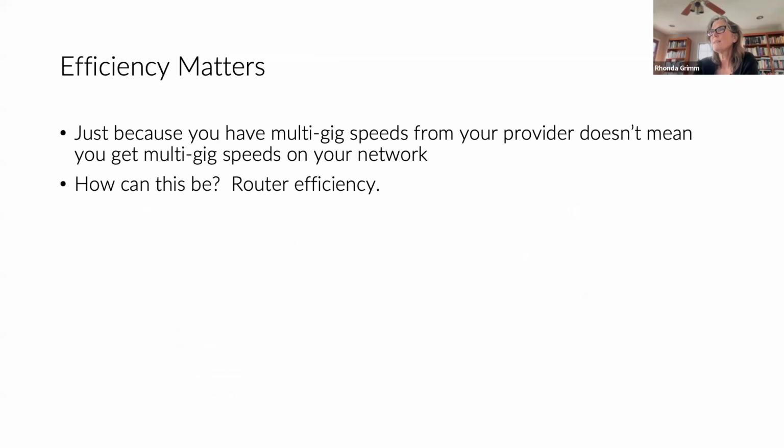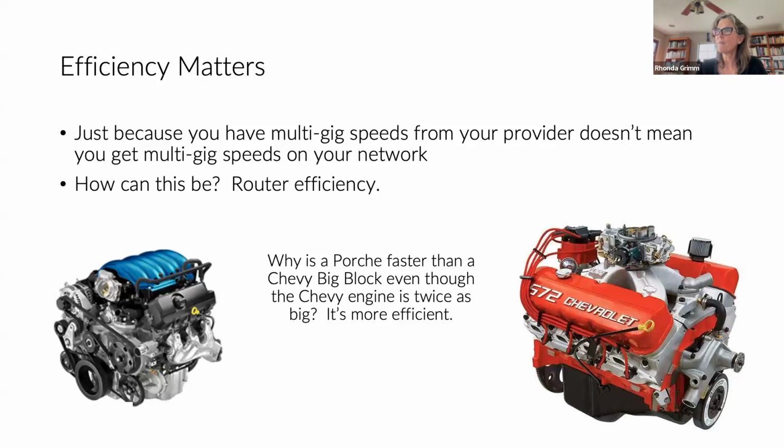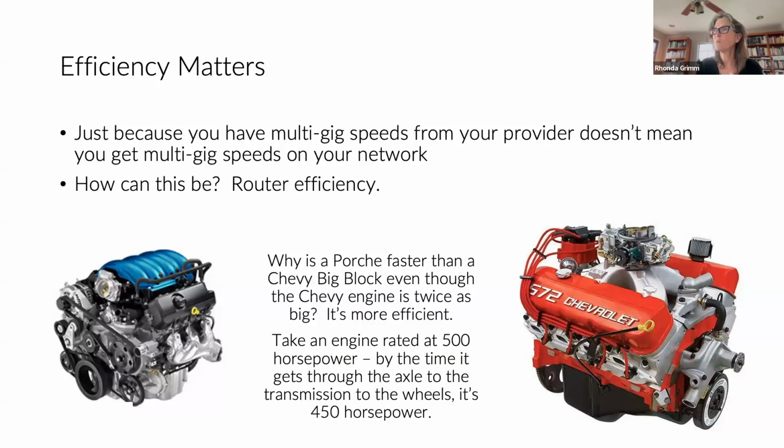So the one thing to keep in mind with regard to these internet connections: just because you have multi-gig speed from your provider, like Google's 2.4 gigabits per second, it doesn't mean you're going to get multi-gig speeds on your network. Why is this? It all comes back to the router. It's kind of like, why is the Porsche faster than the Chevy big block, even though the Chevy engine's twice as big? It's because the smaller, high-speed, highly tuned engine is more efficient.